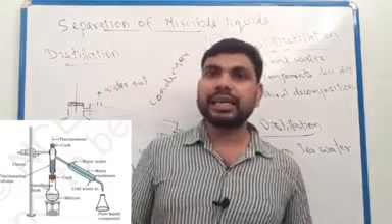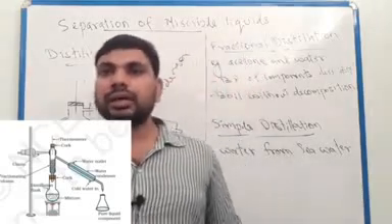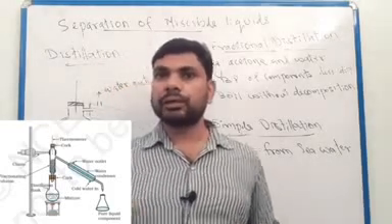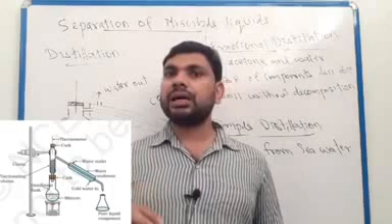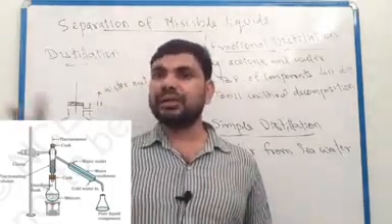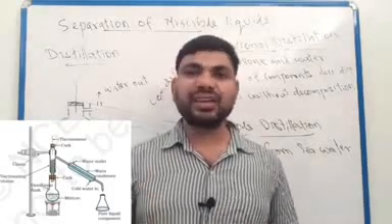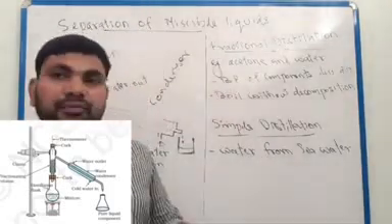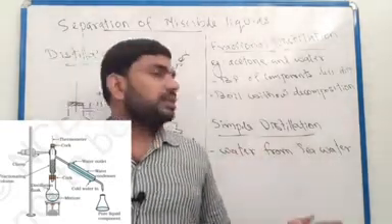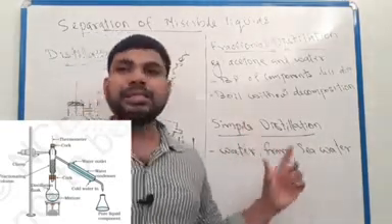Another example, acetone and water, their boiling points are very close to each other, not a big difference. If there is a big difference in the boiling points of the different components of the mixture, then we have to use simple distillation.